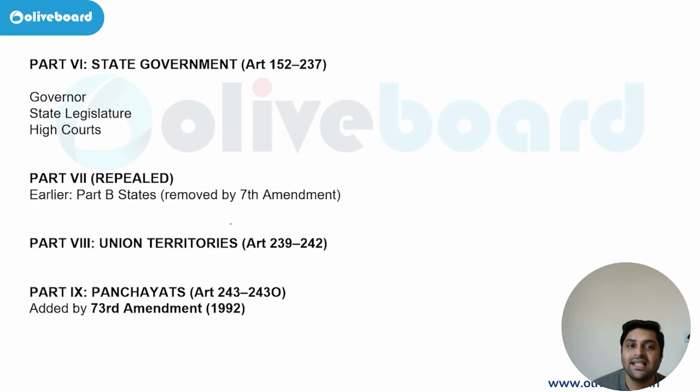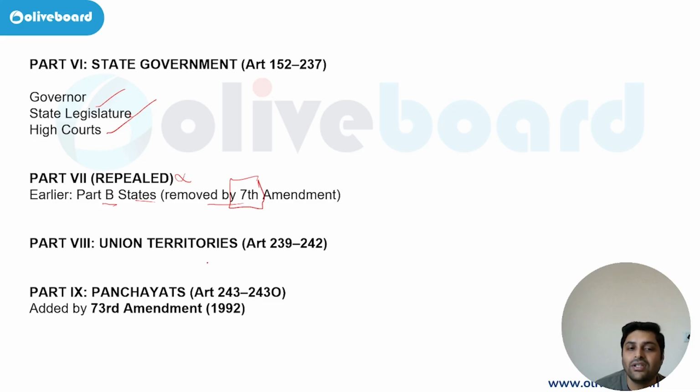Next, part 6 deals with state government, governor, state legislature, and high courts. Part 7 is repealed. Earlier it dealt with part B states, removed by the 7th Amendment.